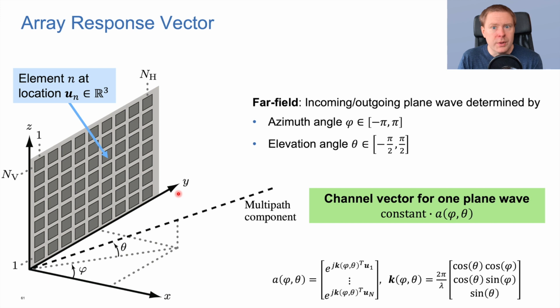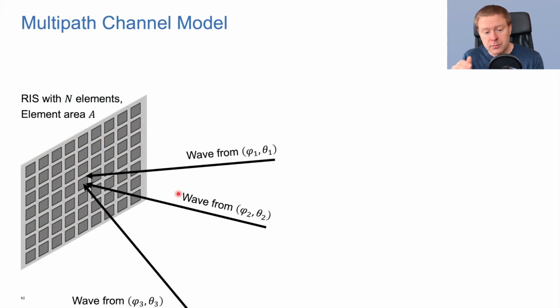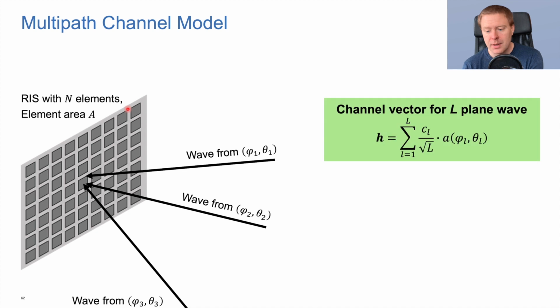Based on that principle, we can create channel models. So say that we have waves coming in from different angles. So here we have phi 1, theta 1, phi 2, theta 2, phi 3, theta 3. We have N elements, each of them with an area A. Then the channel vector for the entire array can be written as the summation over our L different plane waves that are impinging.